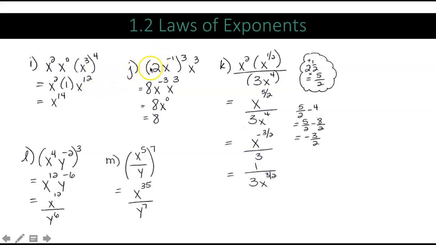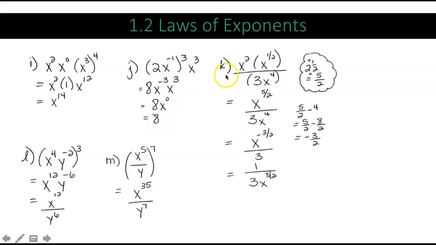For part J, in parentheses, the 3 gets distributed, so 2 to the 3rd power is 2 times 2 times 2, which is 8. And then x to the -3rd power, x to the 3rd power. When you have the same base, you add the exponents. So -3 plus 3 is just 0, and x to the 0 power is 1, so the answer is just 8.